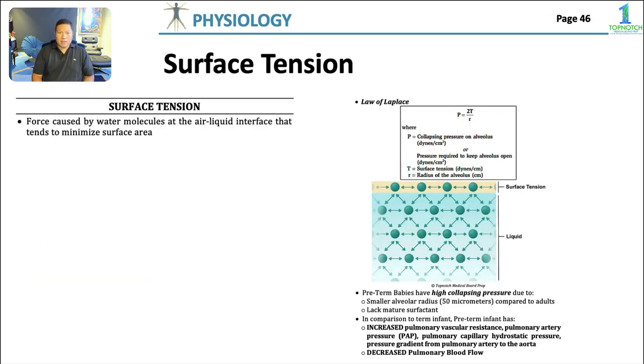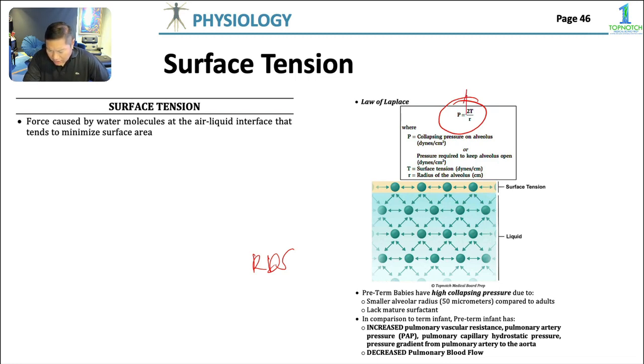Surface tension, we've discussed earlier. It's a force exerted by water molecules at air-liquid interface that tends to minimize the surface area. The basis for this is hydrogen bonding of water with one another. The law of Laplace relates collapsing pressure, surface tension, and the radius of the alveoli. In preterm babies, they are prone to having respiratory distress syndrome of newborns, of neonates. Why? Double whammy.